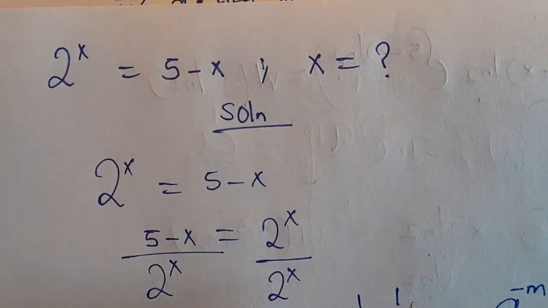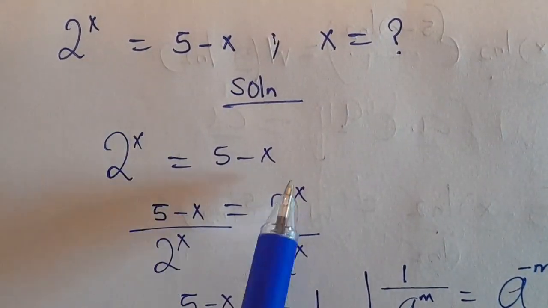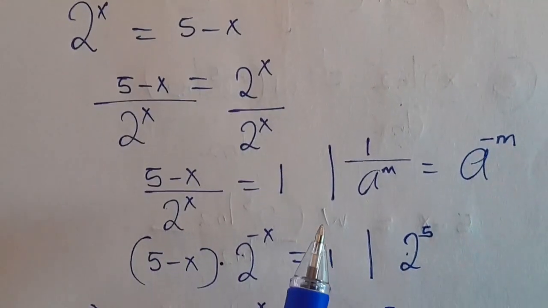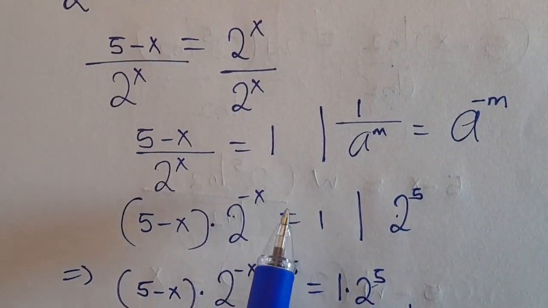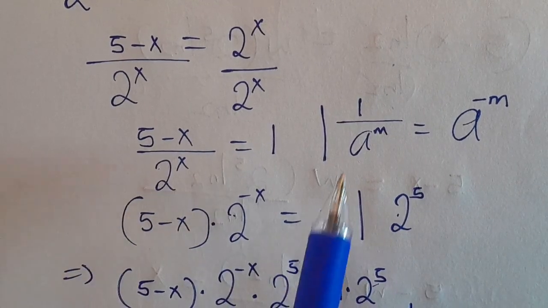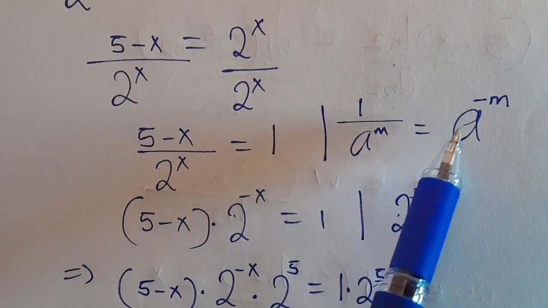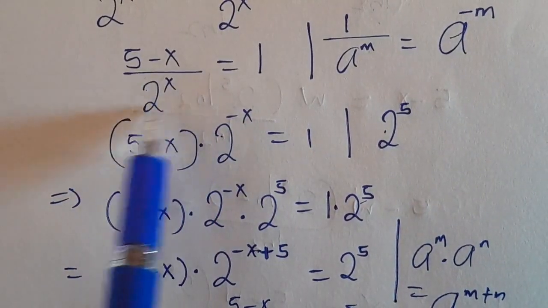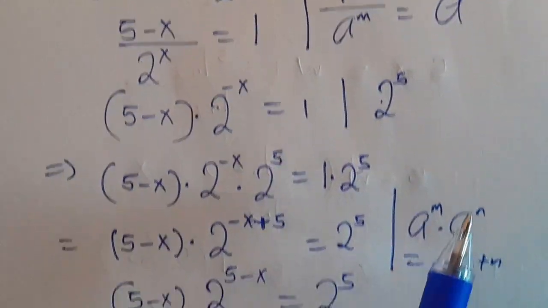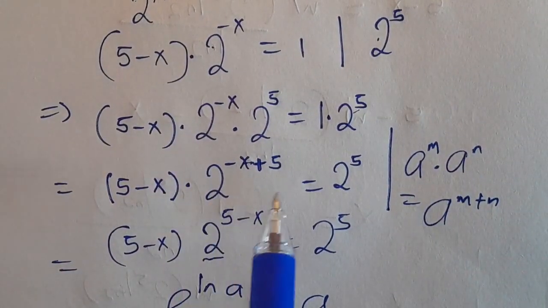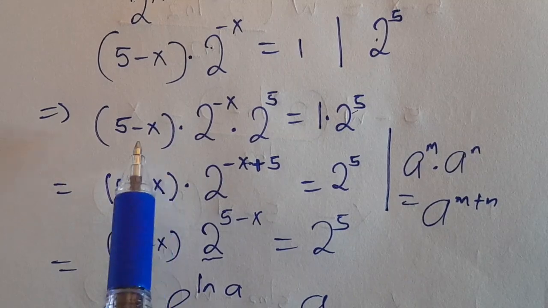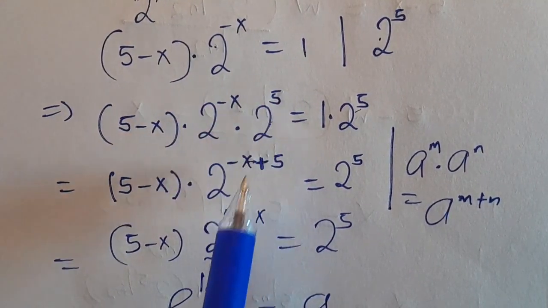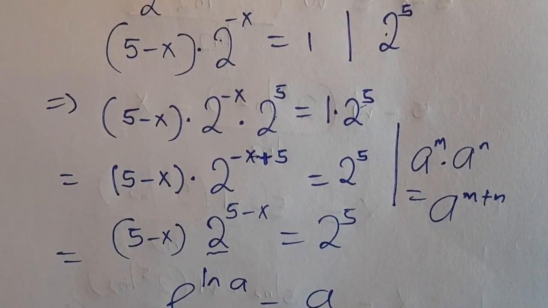So let me explain how we do it. We have this back. We divide through by this. Then, in the law of indices, when you have 1 divided by a to the power of m equals a to the power of minus m, then we have this. We apply it to this. We have 2 to the power of minus x equals 1. Then we want to make sure that we have the base and the power the same. That's why we multiply by 2 to the power of 5. So we multiply it, then we get this.